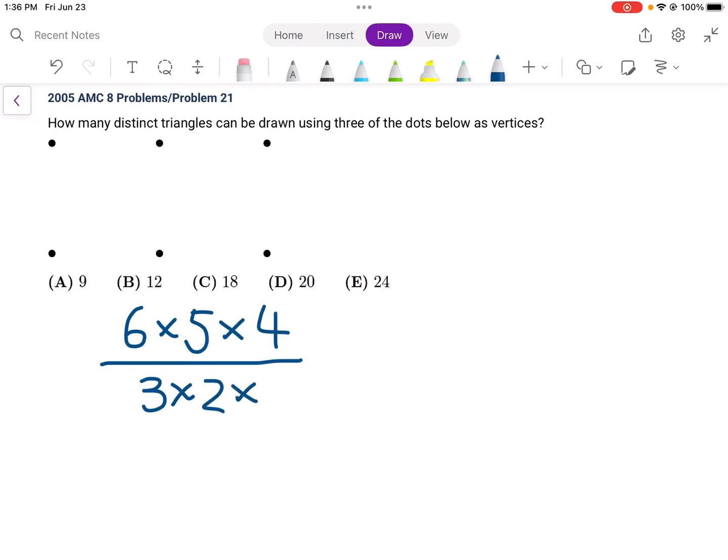2 multiply 1. And because the upper 3 dots and lower 3 dots form 2 lines, we need to subtract these 2 choices. And that gives us 20 minus 2 equals 18. Therefore, the answer is C.